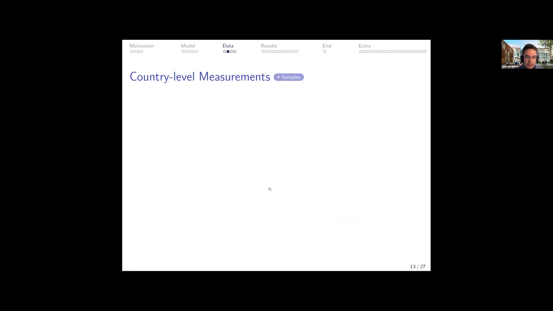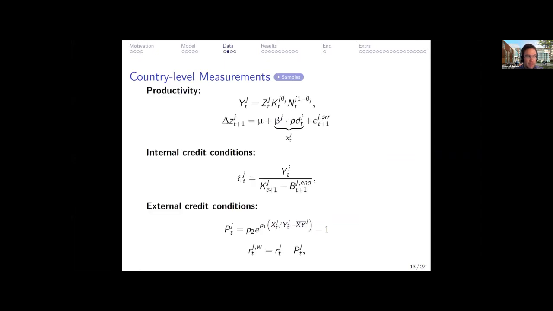Specifically, we compute the following country-level measurements, and we do this for our sample of 10 European small advanced economies. What do we do with this measurement? Well, we run a VAR.